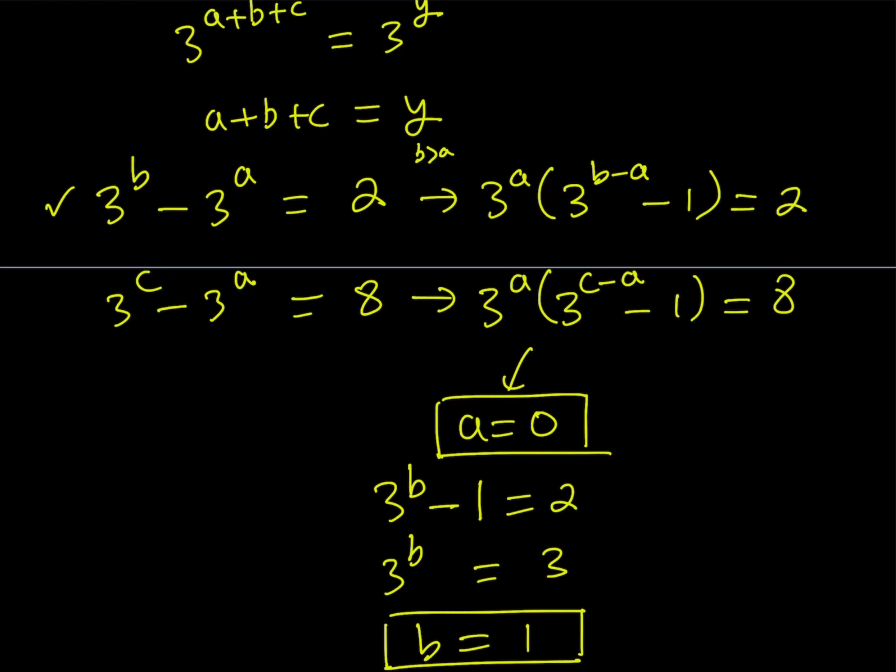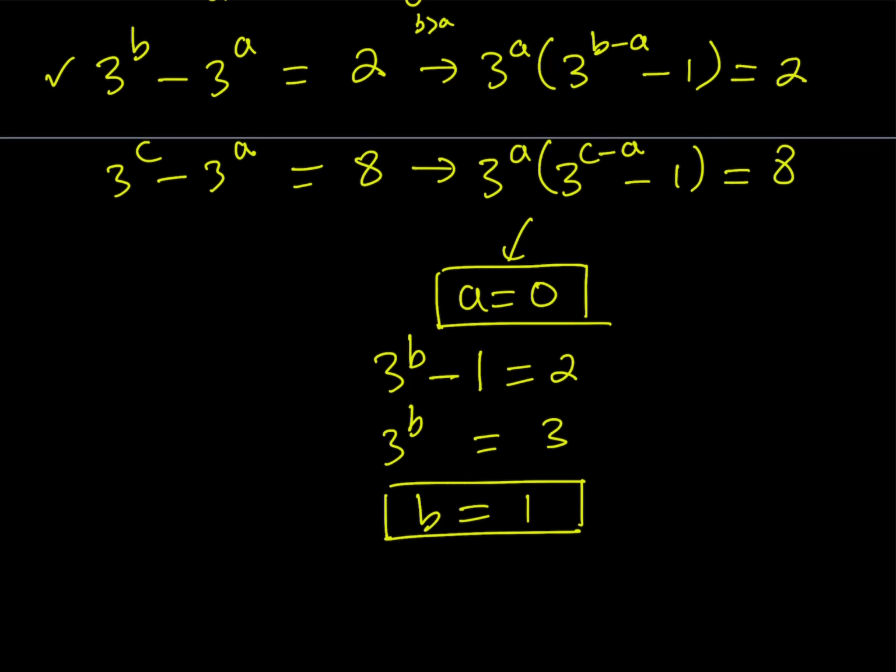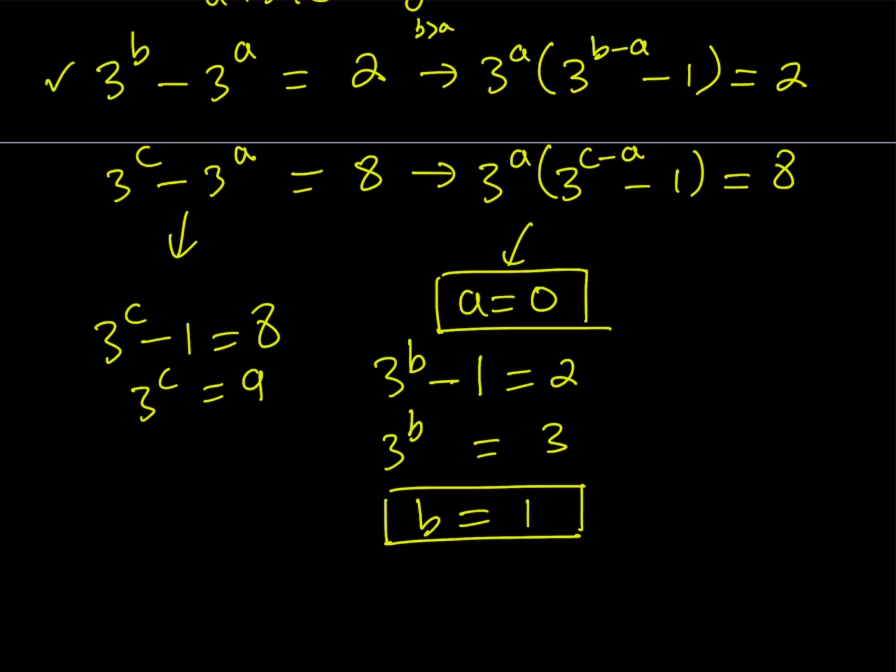How can I find the value of c? Similarly, I can do the same thing: 3 to the power c minus 3 to the power 0, which is 1, equals 8. So 3 to the power c equals 9, and c equals 2. Obviously, if we got something like 3 to the power c equals 8, it wouldn't work, because there would be no integer solutions. But we do have some solutions.